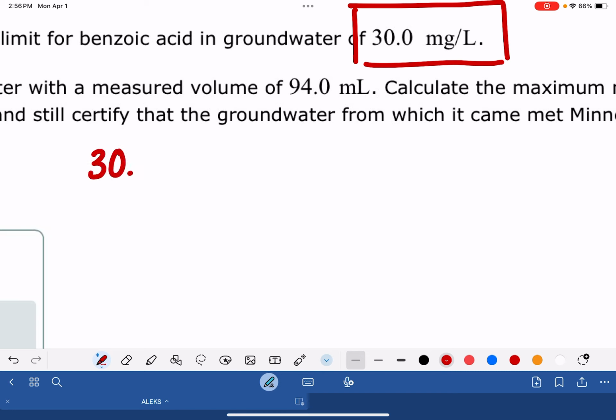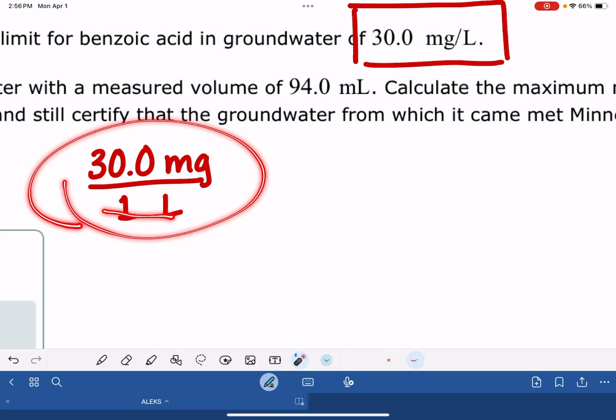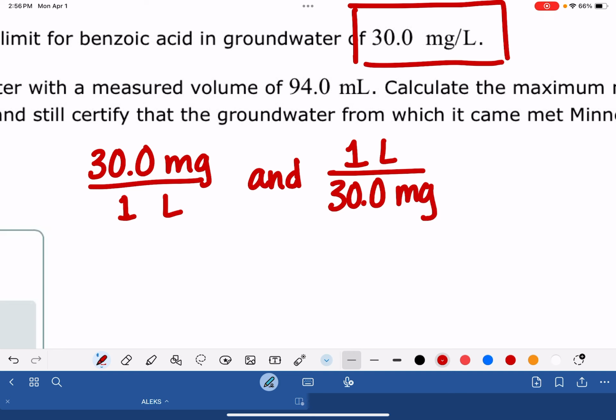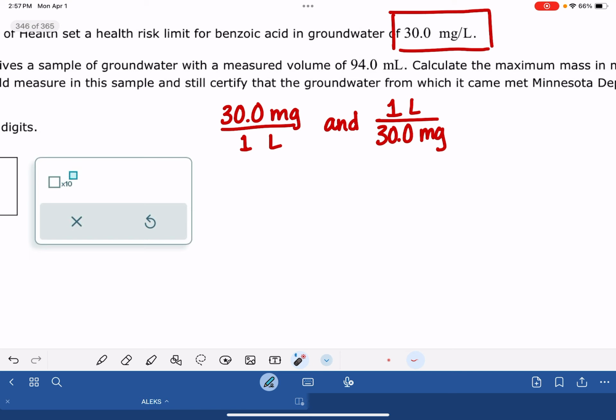And I'm just going to set this up. I'm going to show you, as a reminder, the two different ways that we could express this concentration if we wanted to use it as a conversion factor. So we could write it as 30 milligrams per 1 liter. We could also write it as the inverse. 1 liter is the same thing as 30 milligrams. In this problem, you're going to use one of these two forms of this conversion factor, just one or the other, depending on which unit you're trying to cancel out. So these are the two conversion factors that we can get from our concentration.